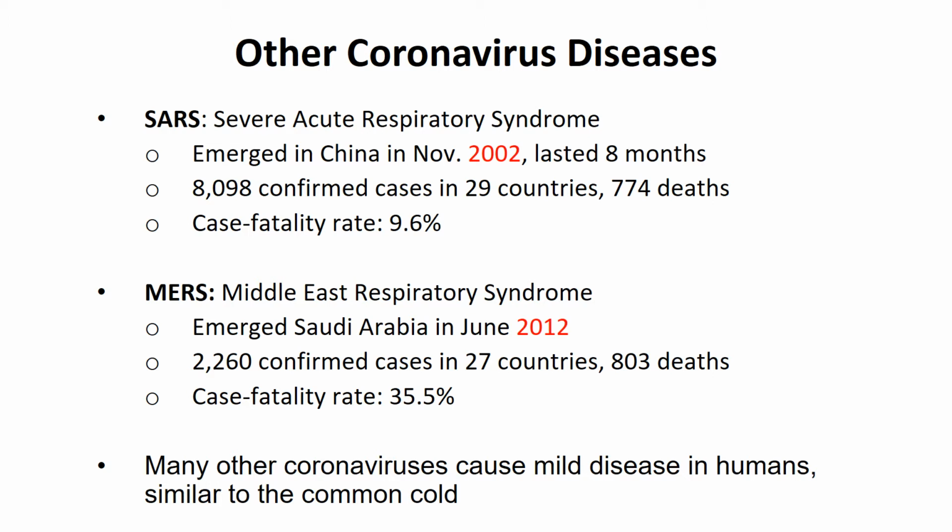And then there were also other coronavirus diseases in history, including SARS in November 2002, and then MERS in June 2012. Both caused many damages and deaths and cases. The case fatality rate actually is higher than COVID-19. However, they were quickly controlled and not so many cases and deaths worldwide.